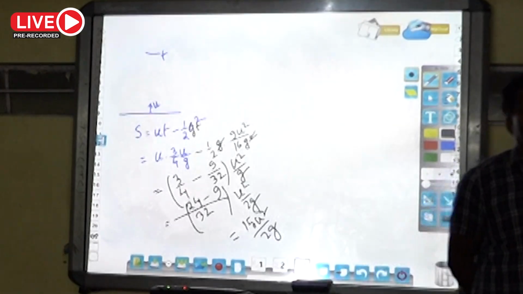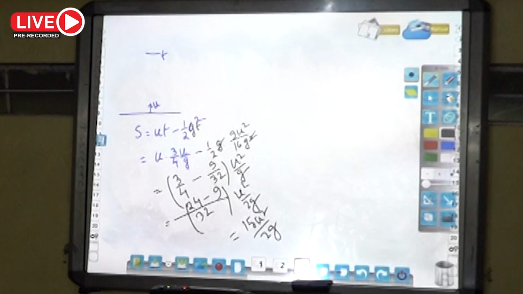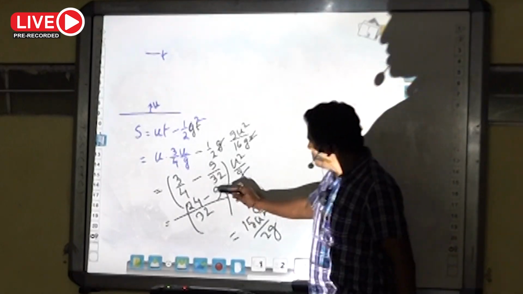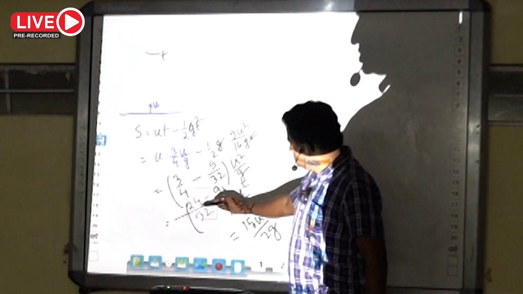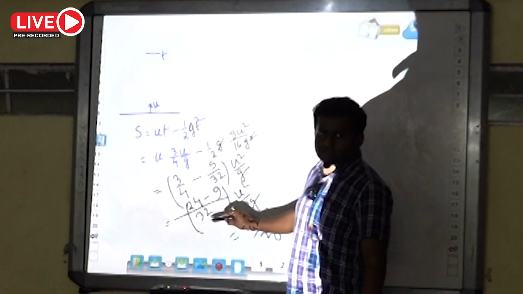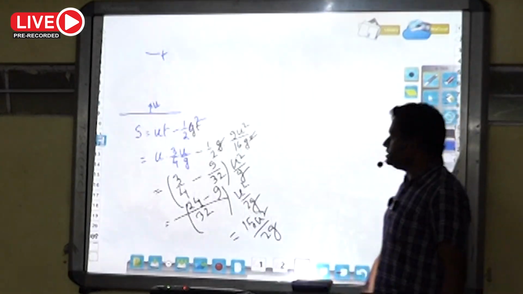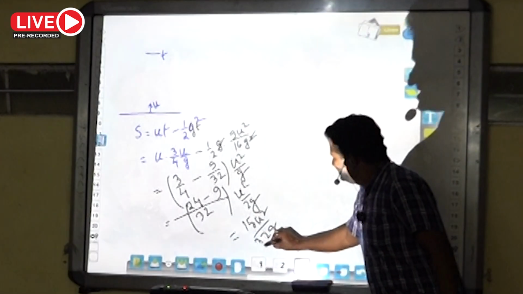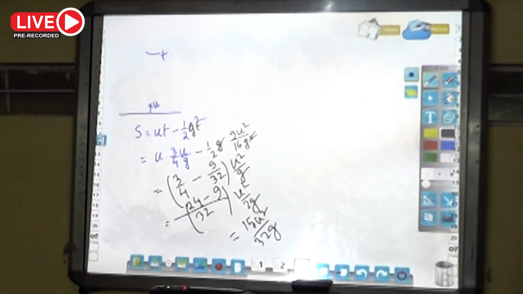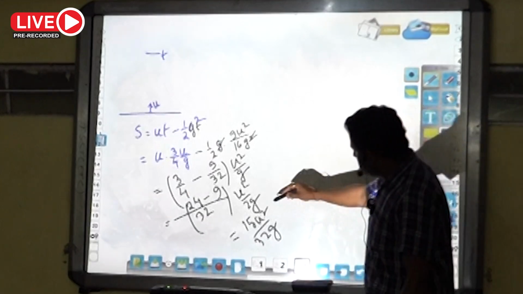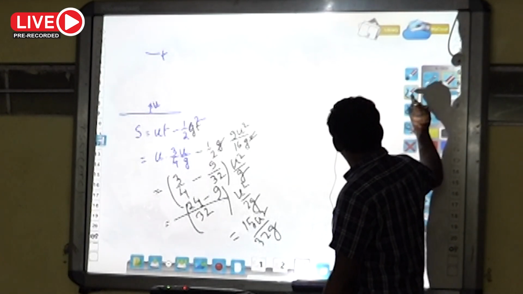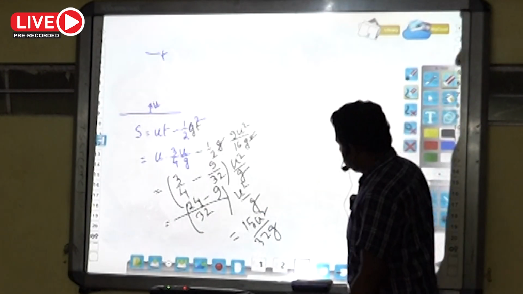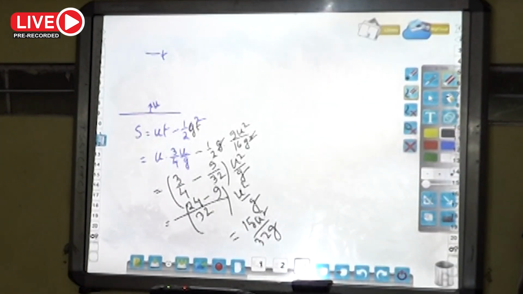Now this is the displacement. 24 minus 9 means 15, 15 by 32. So it is 15 u square by 32 g.